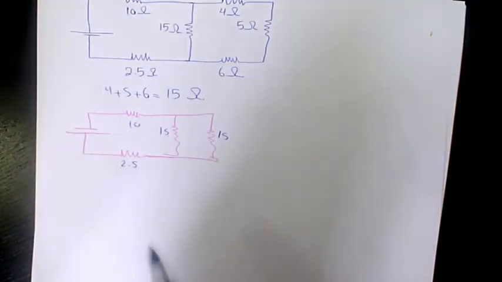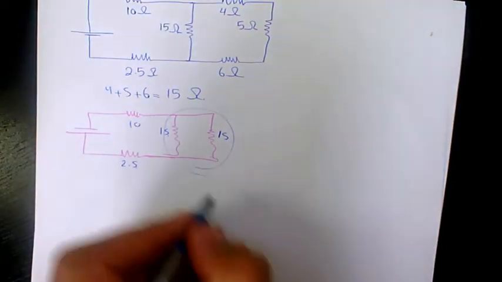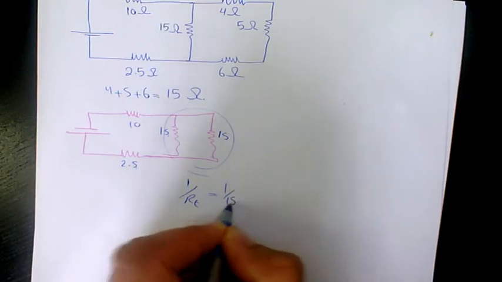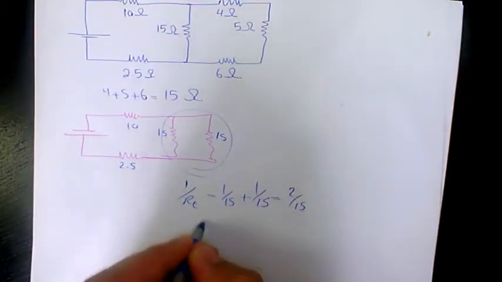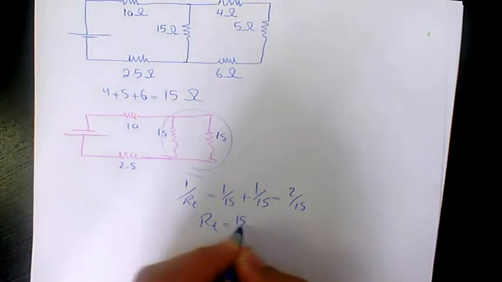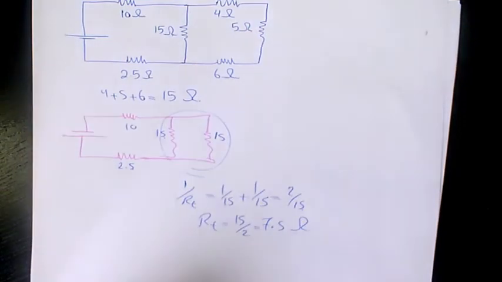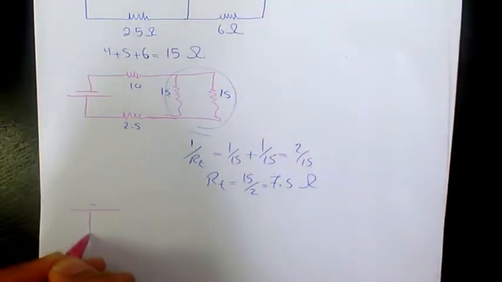Now, as you see here, these two are in parallel. So when you find the equivalent of parallel resistance, we need to use this formula: 1 over RT equals 1 over 15 plus 1 over 15. It's going to be 2 over 15. So RT will be 15 divided by 2, which is going to be 7.5 ohm.